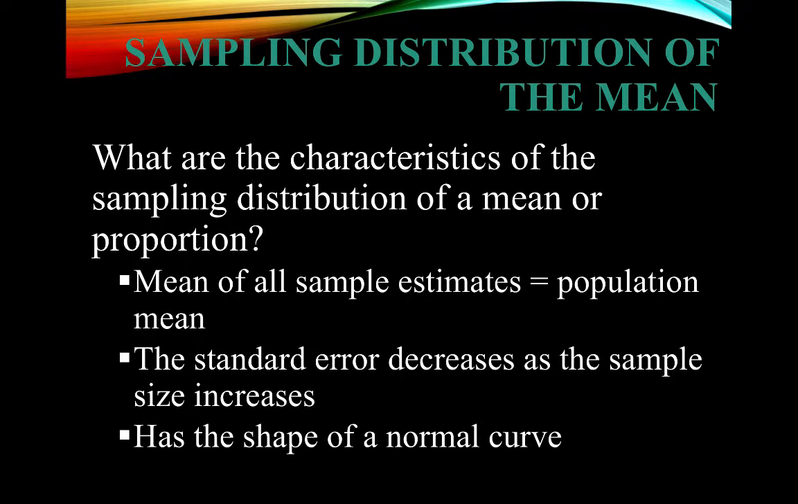So when we look at the characteristics of the sampling distribution of a mean or proportion, you have the mean of all sample estimates equals the population mean, right? You want them to match up so that what you're seeing in your sample reflects the overall population. Another important point is that the standard error decreases as the sample size increases. This is why we want larger sample sizes, so that we can control the standard error. And there's also the assumption that it's going to have the shape of a normal curve, which I'll show you a picture of in a second, so you know what I'm talking about.